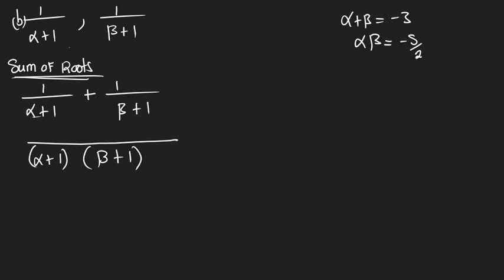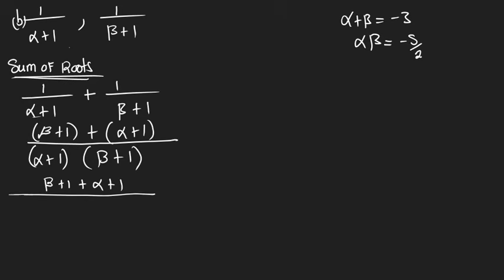Then this into that, we are going to have beta plus 1 on top, plus, then beta plus 1 into this, we're going to remain with alpha plus 1. So we're going to have beta plus 1 plus alpha plus 1 on top. Then here we can expand. Alpha multiplied by beta, it's alpha beta. Alpha multiplied by 1, it's alpha. 1 multiplied by beta, it's beta. 1 multiplied by 1, it's 1.